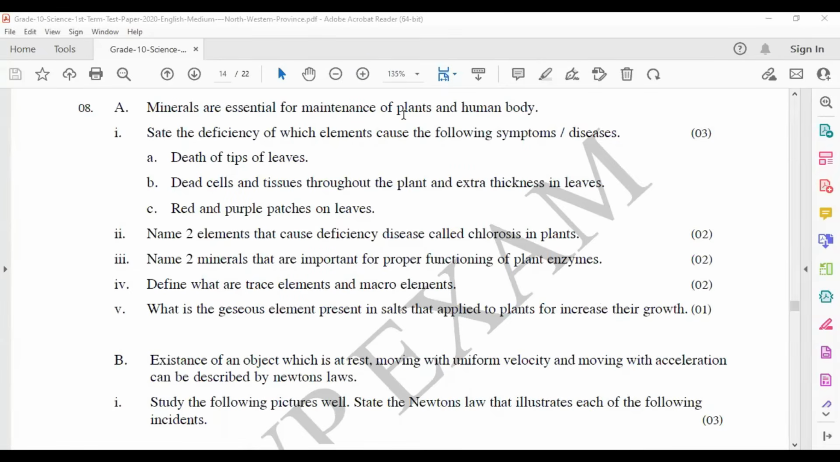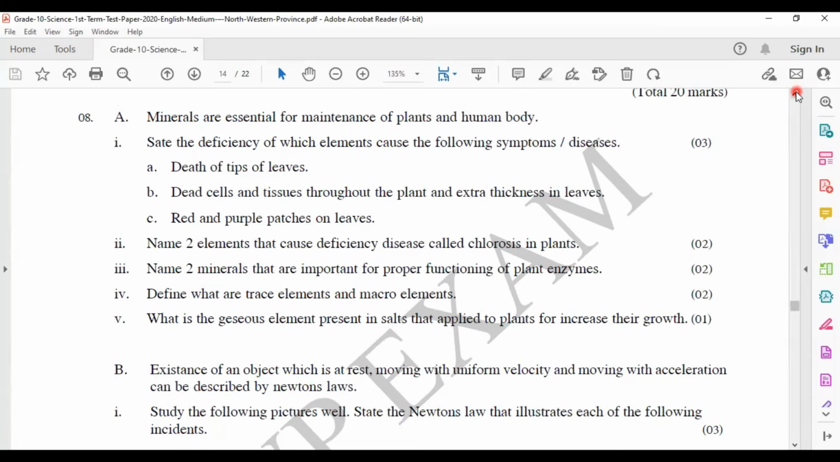Question number 8. Minerals are essential for maintenance of plant and human body. State the deficiency of which elements cause the following symptoms. Death of tips of leaves. Answer is calcium. It's a calcium deficiency symptom. Dead cells and tissues throughout the plant and extra thickness in leaves? Answer is zinc. Red and purple patches on leaves. Answer, phosphorus.